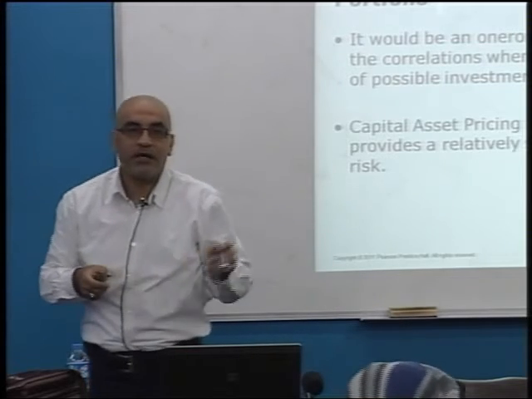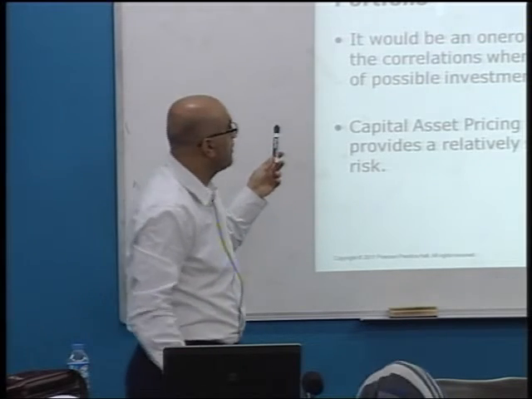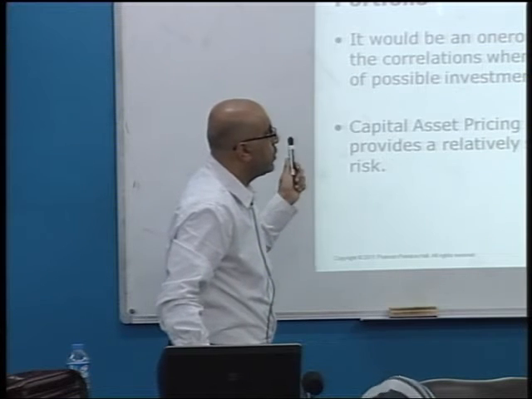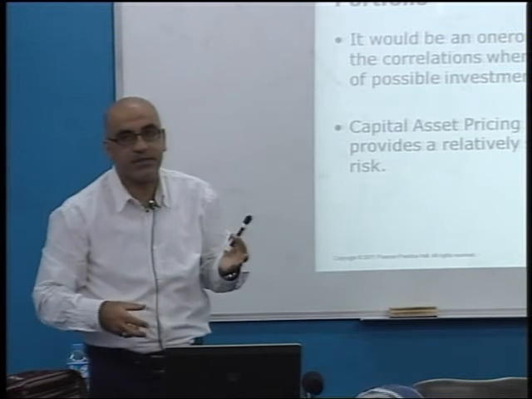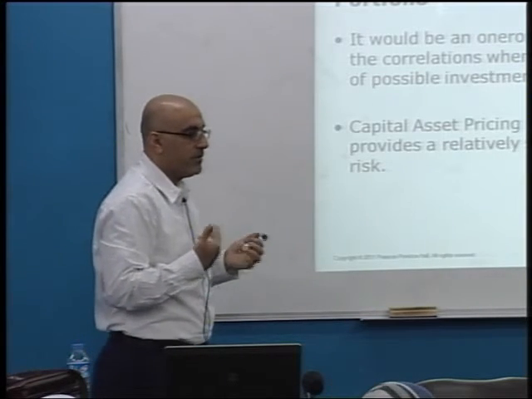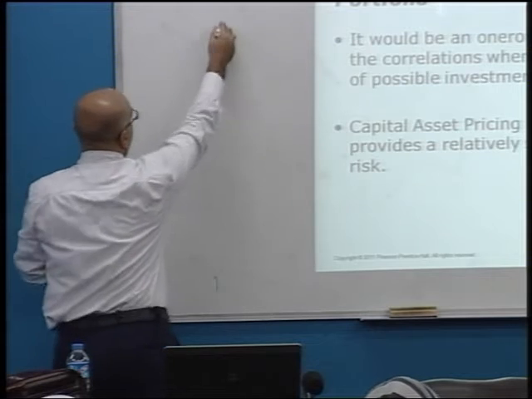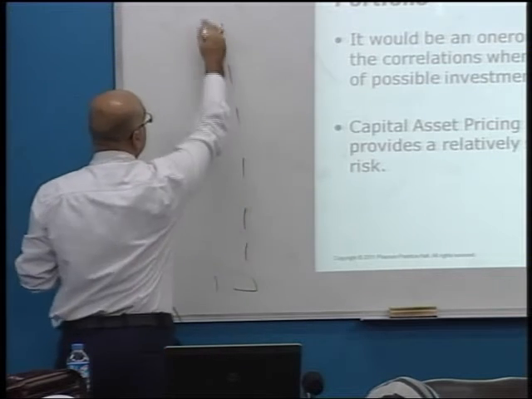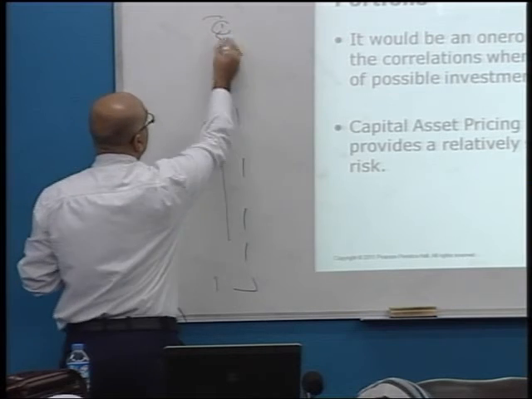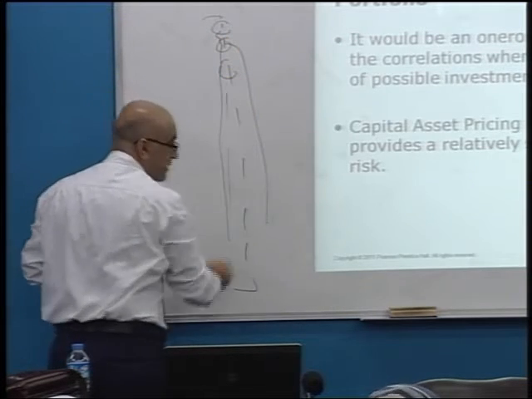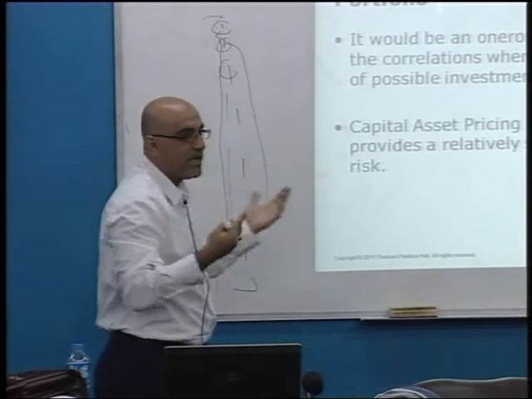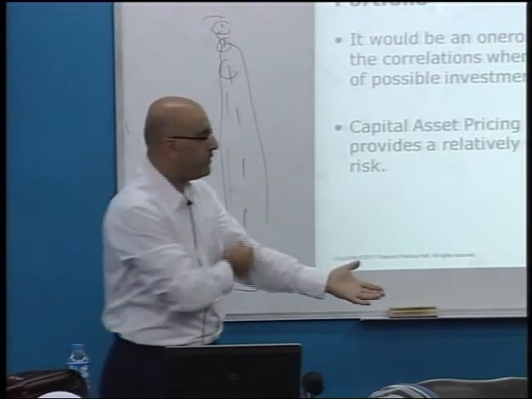It will be hard to calculate the correlations when we have thousands of possible investments, as I explained. If we want to invest, if we have thousands of stocks and you compare one with the rest, two with the rest, three with the rest, it's very complicated. So you can just calculate beta for each one.